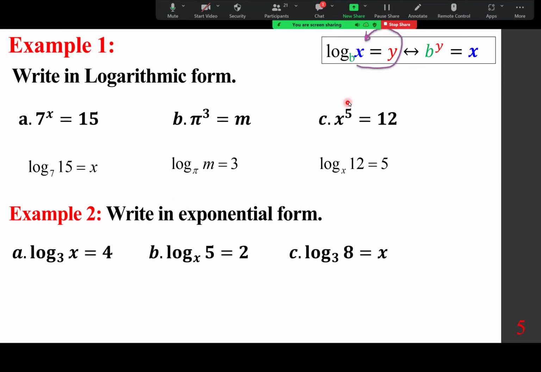Write in exponential form. Just follow the arrow. 3 to the power of 4 is x. X squared is 5. 3 to the power of x is 8. It's very straightforward, everybody.